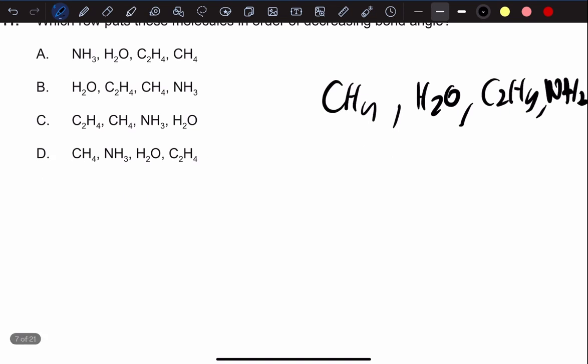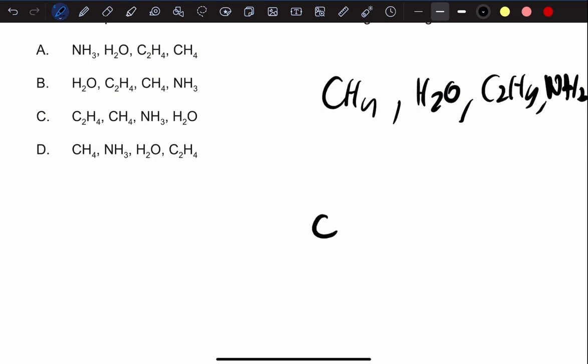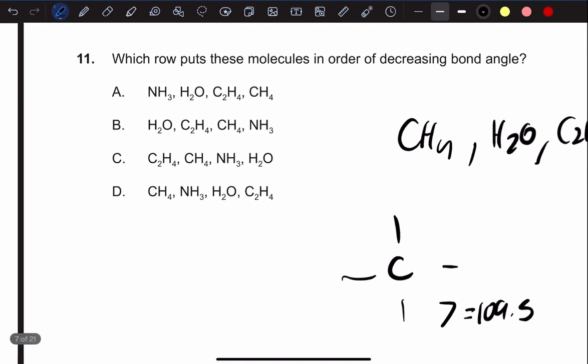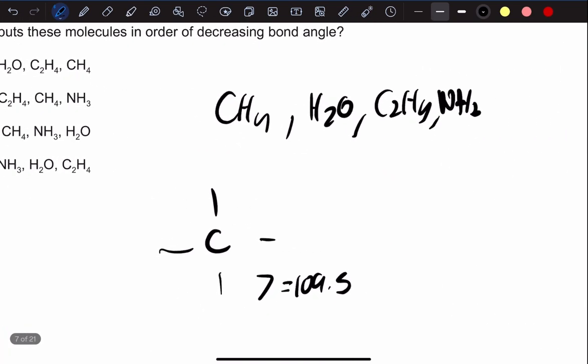So CH4, we should know methane has tetrahedral geometry. Bond angles, I won't draw it like that actually. Bond angle, we should know tetrahedral is 109.5. Okay, pretty simple. So we have established CH4 is 109.5.